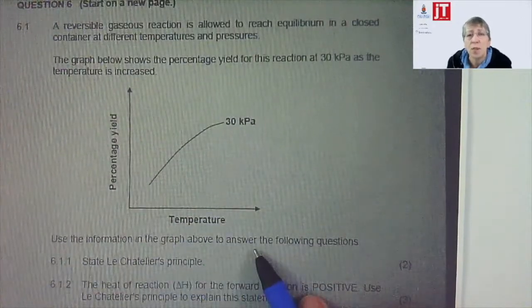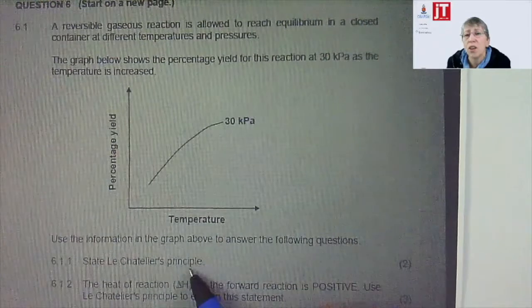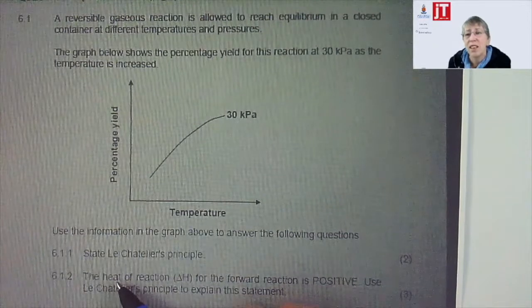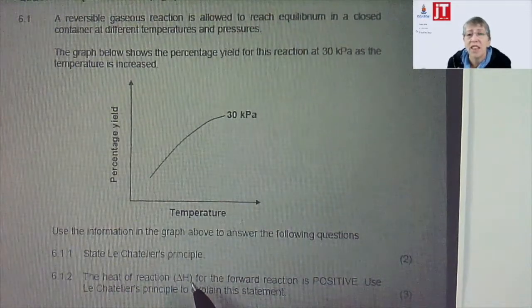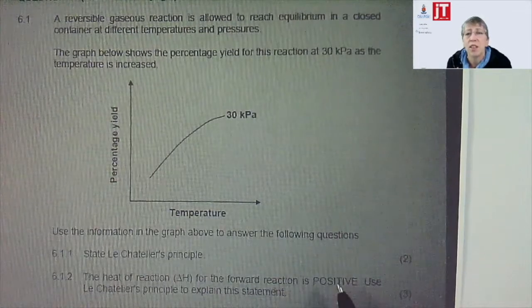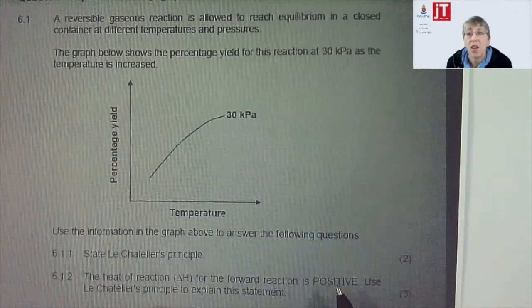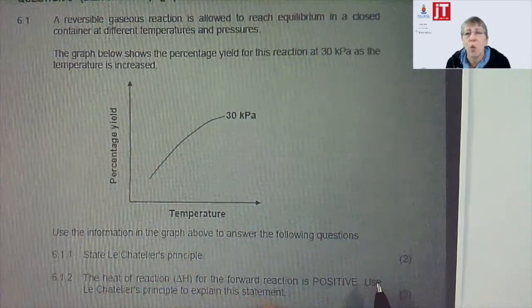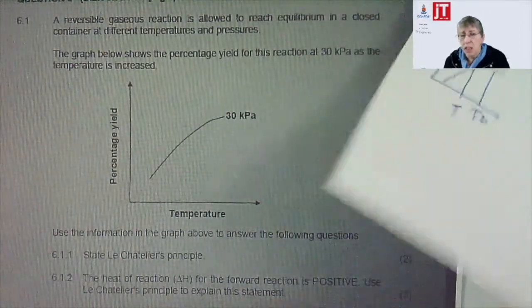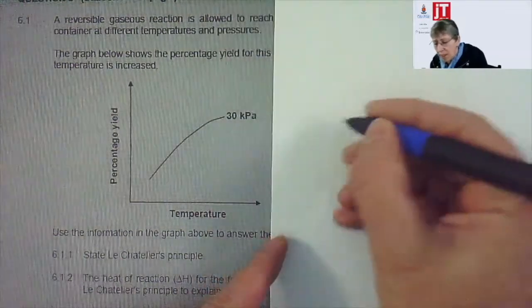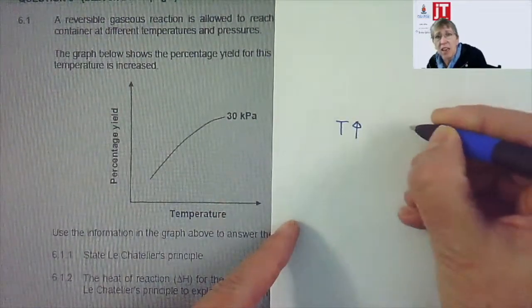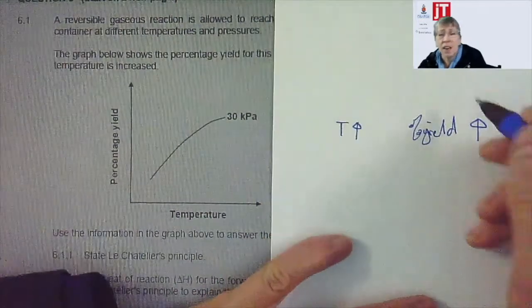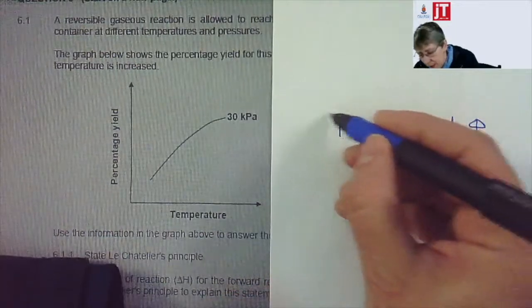Use the information in the graph above to answer the following questions. We're not going to look at stating the principle. You are going to learn that on your own, but we are going to look at the second one. The heat of the reaction, delta H, for the forward reaction is positive. Sometimes they ask us if it's positive or negative. Here they tell us it's positive, and then they ask us to explain why it is positive. So what did we learn from the graph? We learned that when the temperature increases, the percentage yield also increases. Now let's start. It's two things talking about the same thing.